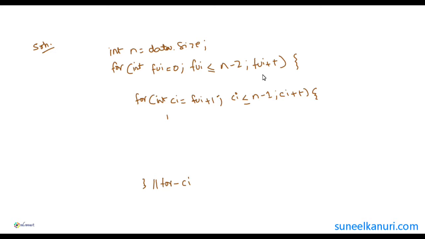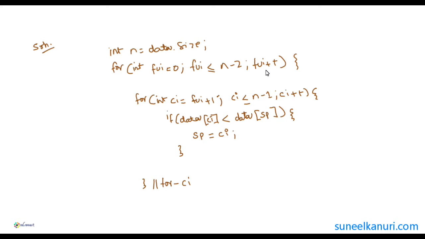If data at position CI is less than data at position SP, then what we need to do is update SP, which is the smallest position found so far, to point to wherever CI is pointing to.